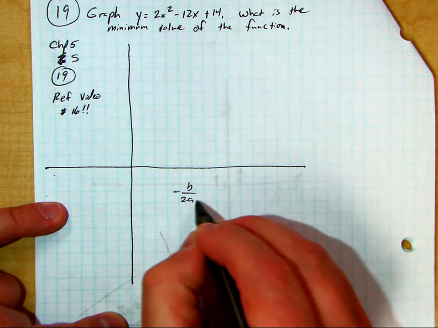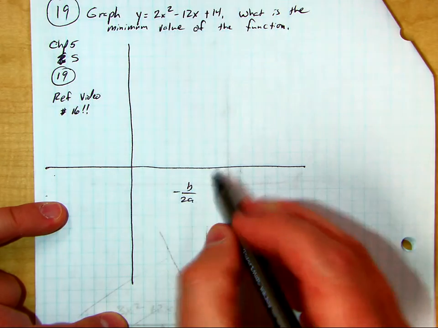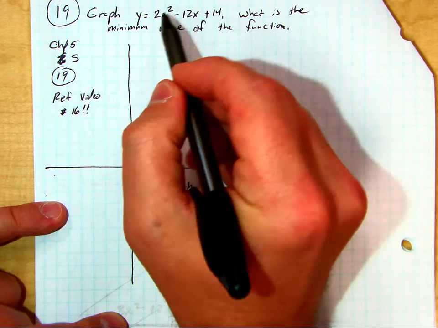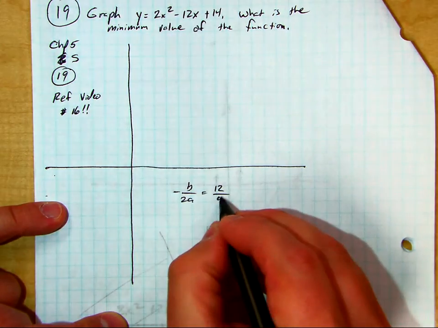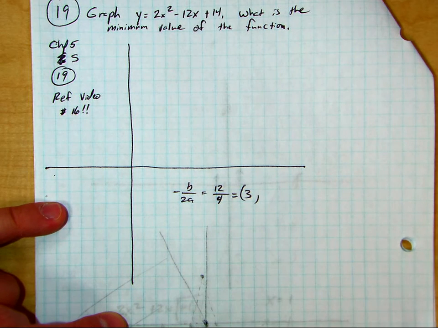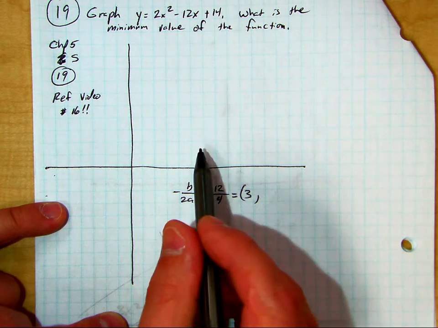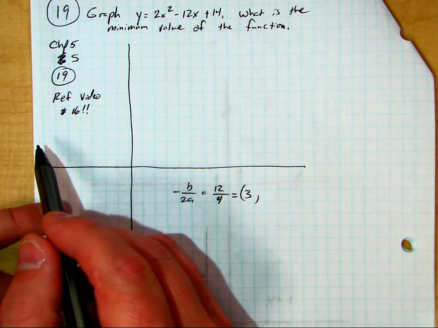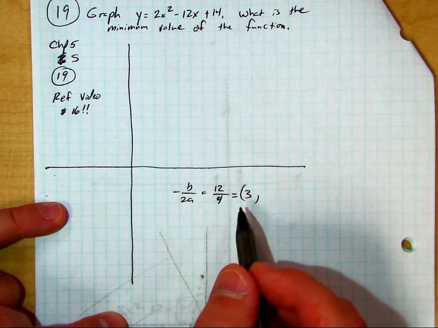Negative b over 2a: negative b is going to be positive 12 over 2 times a. 2 times 2 is 4. That means the x-coordinate of the vertex is right there at 3. That makes sense so far? Because on yours, you put the vertex on the wrong side. You wanted to change the x from here over to the negative side again when I looked at yours. So that was your first mistake, okay?